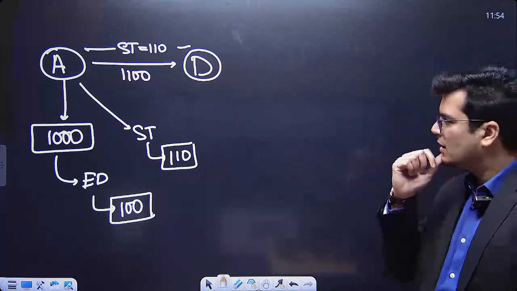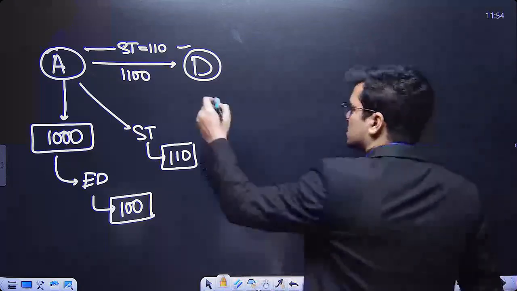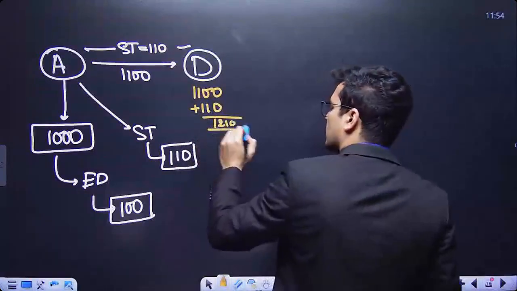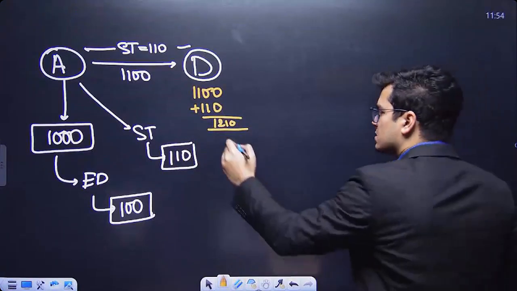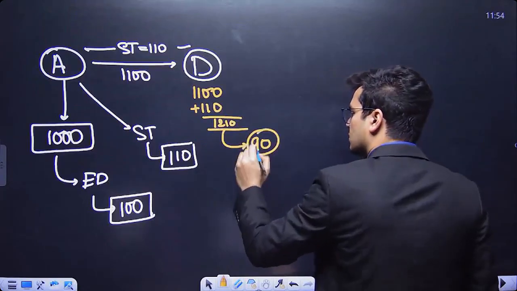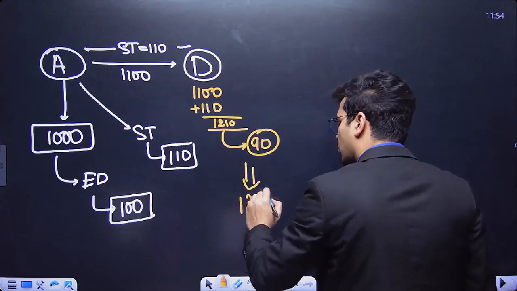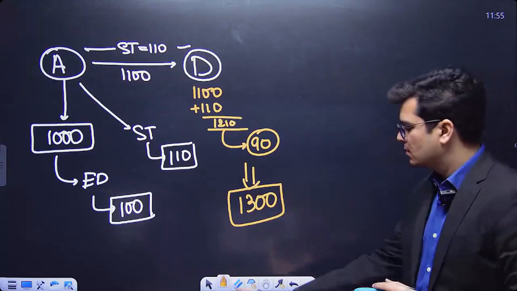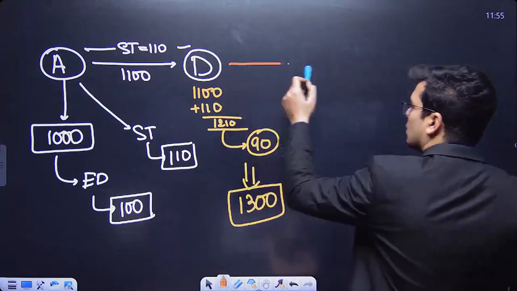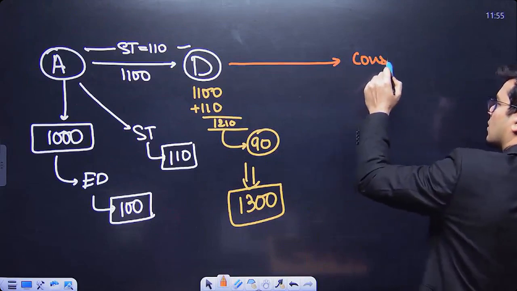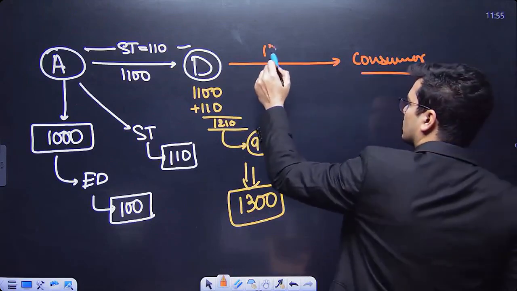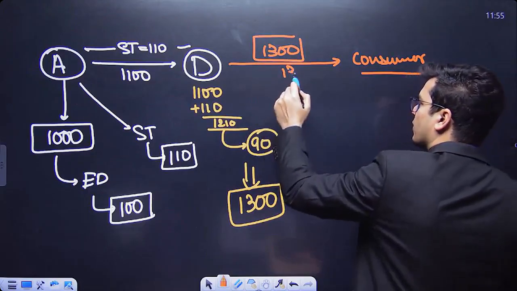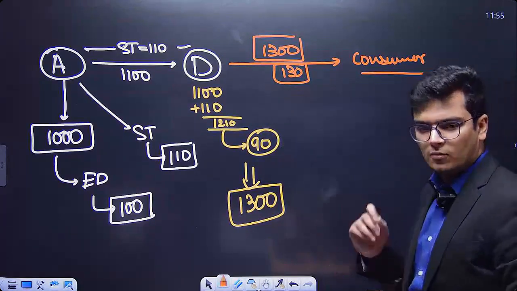Right? Now, distributor pays 1100 plus 110 equal to 1210. Distributor pays this much. Distributor adds value of 90 rupees. So distributor now gets 1300 rupees. 1300 rupees is his value. Now, distributor now sells to consumer for 1300 rupees and he charges, let's say, 130 rupees. This was what was happening and this was the problem.